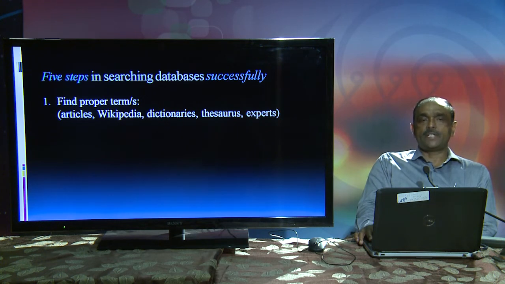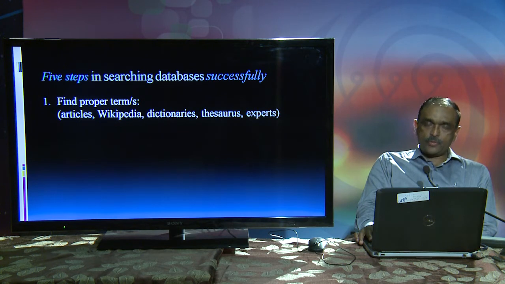Where do we find the terms for searching literature? Here are some of the possible sources. One is the articles on the topic. Almost all articles on the topic, and even the abstracts, do provide information about the keywords that are used for searching the given article. This can be one source for finding terms related with your topic.